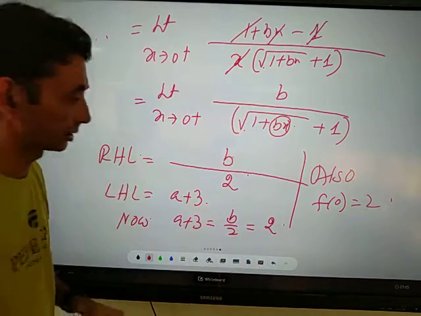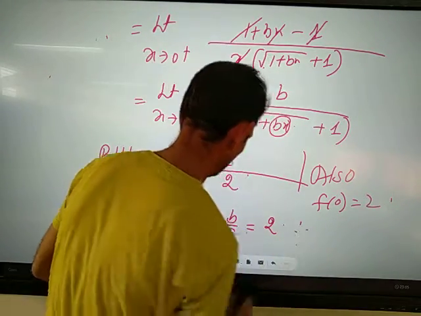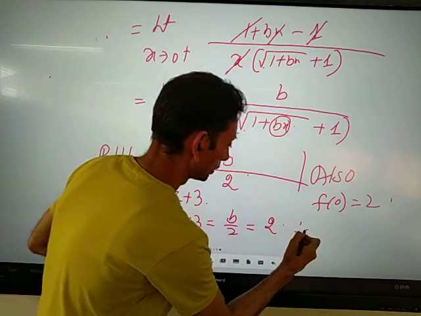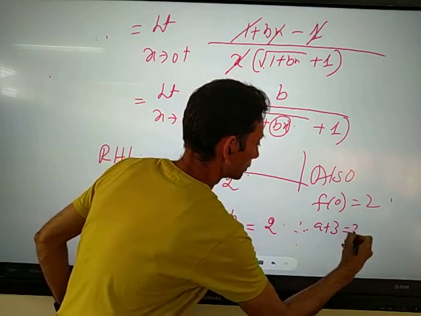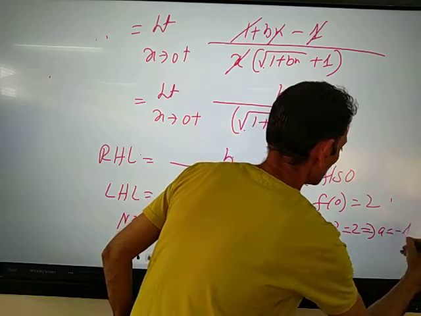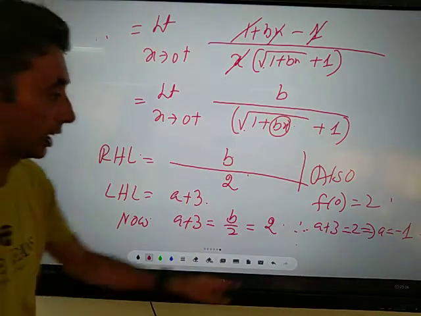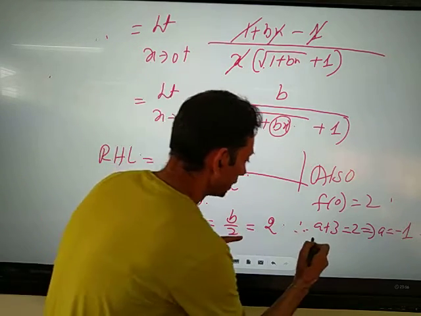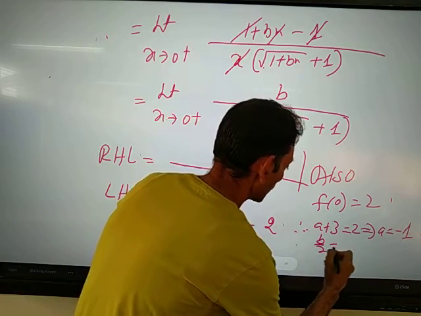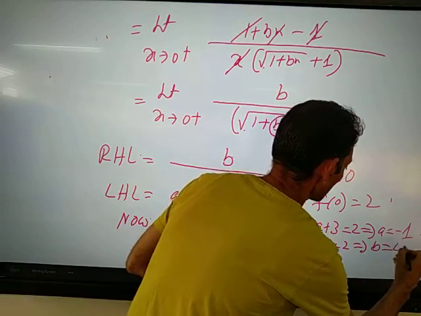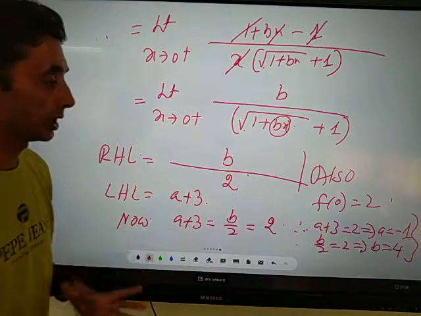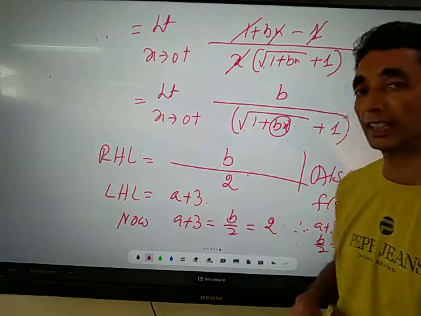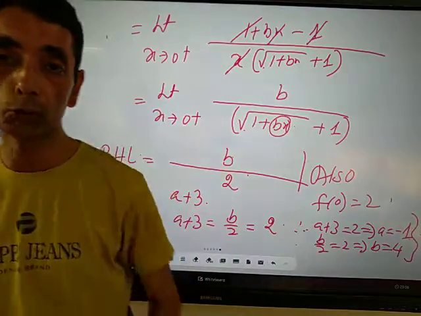So you can compare this. If we compare the first term and the third term, a plus 3 equal to 2, therefore a plus 3 equal to 2 gives us a equal to minus 1. So you got the value of a, that is a equal to minus 1. Now b by 2 equal to 2. This gives us b equal to 4. So the steps are as simple as this. You can definitely expect questions like these for your board exams.